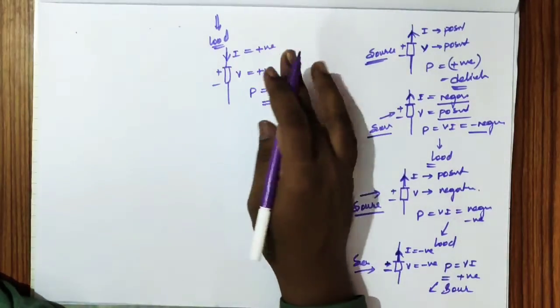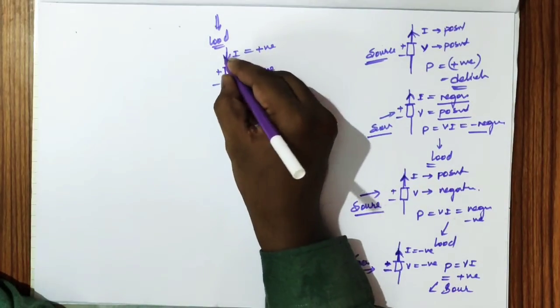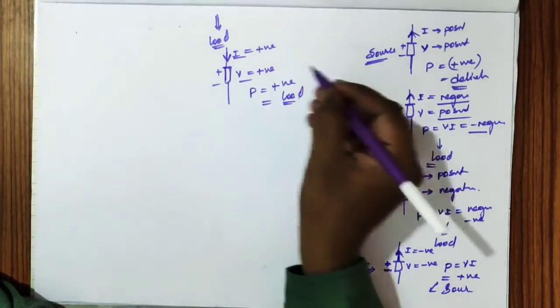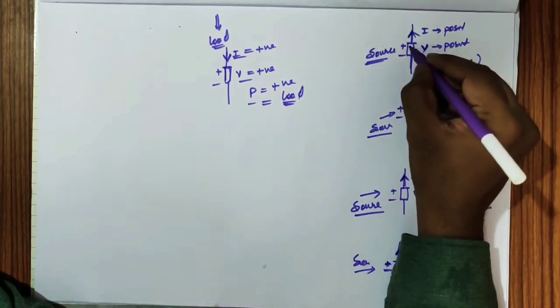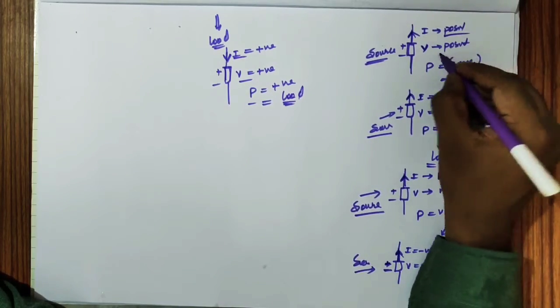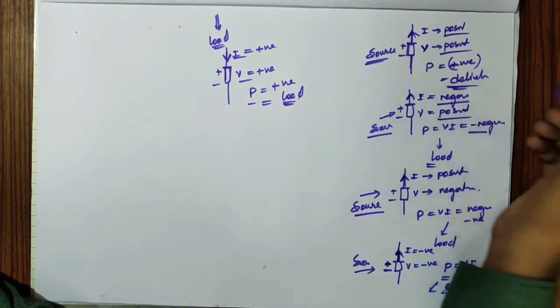Okay, things are normal here. So load means current will enter from the positive terminal. That means this is positive, this is positive, and we got a positive value. The source means current is leaving. This is positive, the total power is positive, the element is delivering.